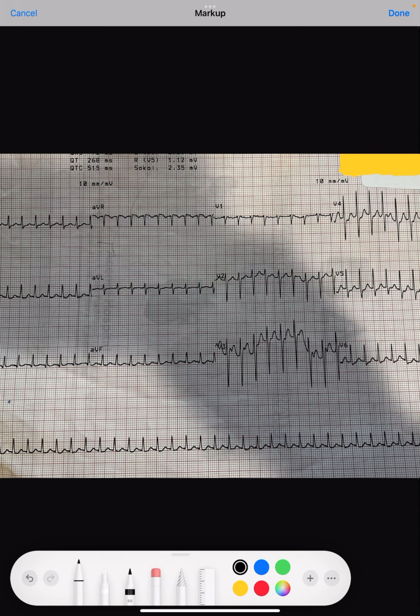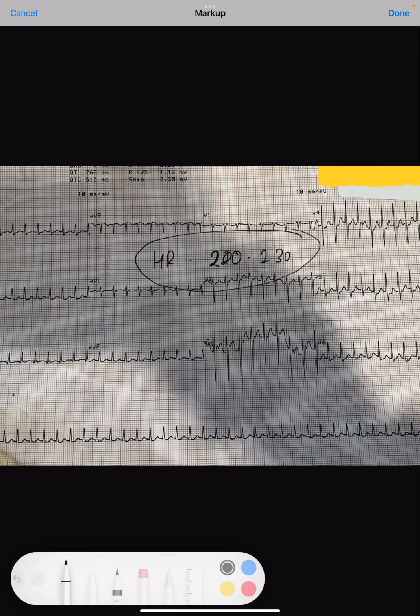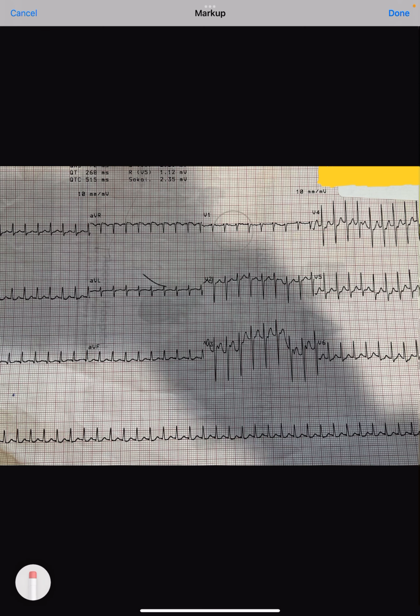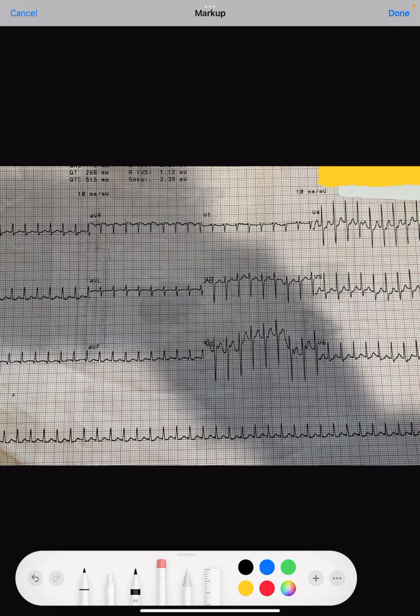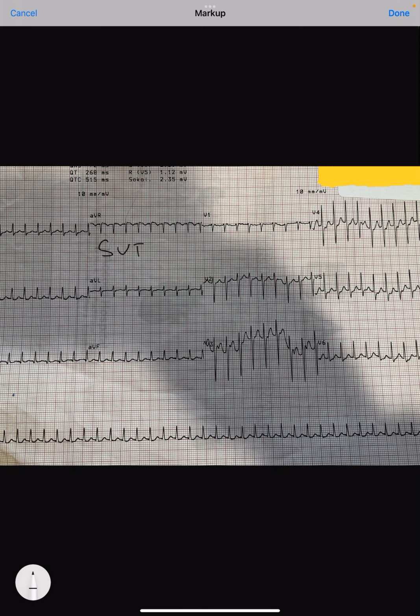In this ECG, the heart rate was around 220 to 230, and it was all regular. So obviously the first thing that comes to our mind is whether it is VT or SVT, that is, supraventricular tachycardia or ventricular tachycardia. Now it is very simple. Whenever it is ventricular, the QRS has to be wide.